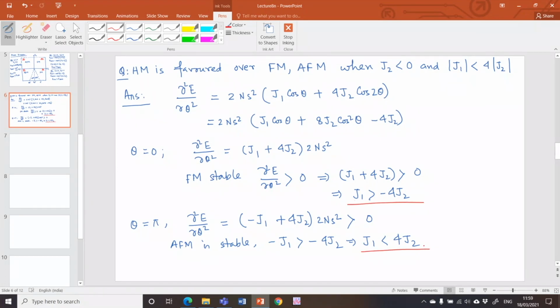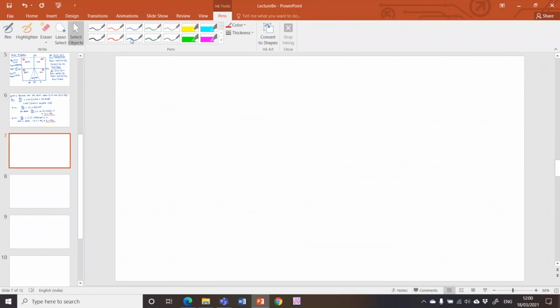Okay, so these are the two conditions that we have got for ferro or antiferro state to be stable. Okay, right? So now what will happen if we go to the other configuration, which is basically my cos theta will be minus J1 by 4J2. Can you try? Anyone?